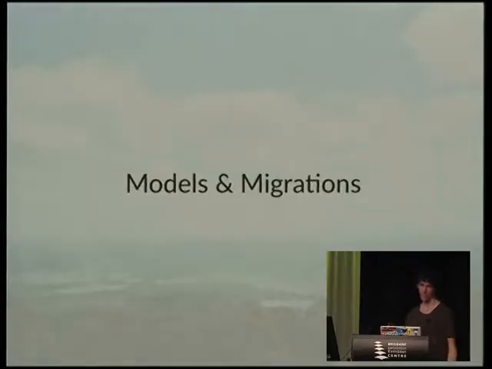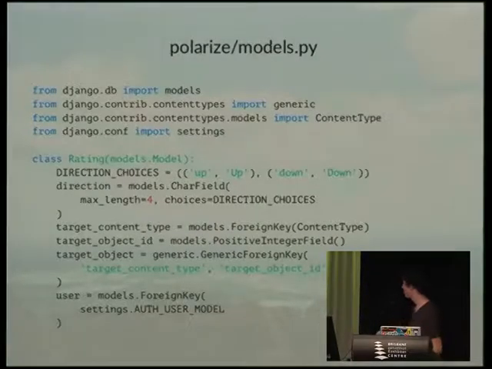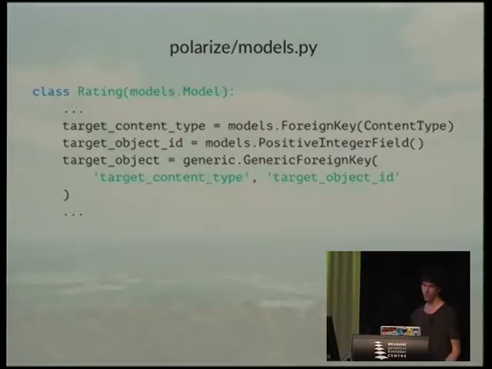OK, let's have a look at the models and the migrations and the little tricks that we'll have to pull to get it to work in a reusable app. First up, just have a simple model here for our rating. There's two things of note. First, we're using a generic foreign key to link to the target of the rating. Generic foreign keys are very useful for this sort of thing in a reusable app where you're not quite sure how your app is going to be used in conjunction with other people's projects.